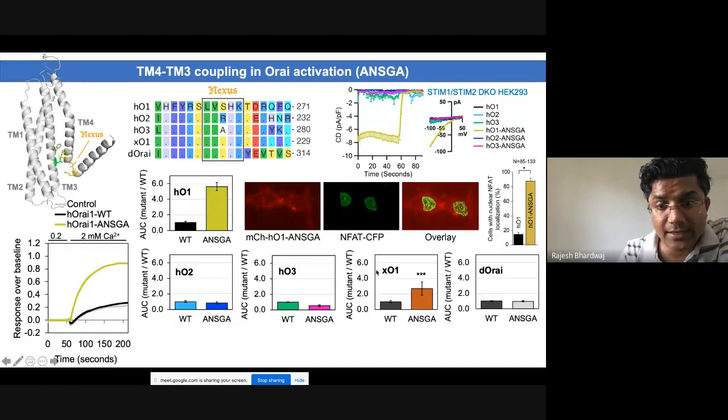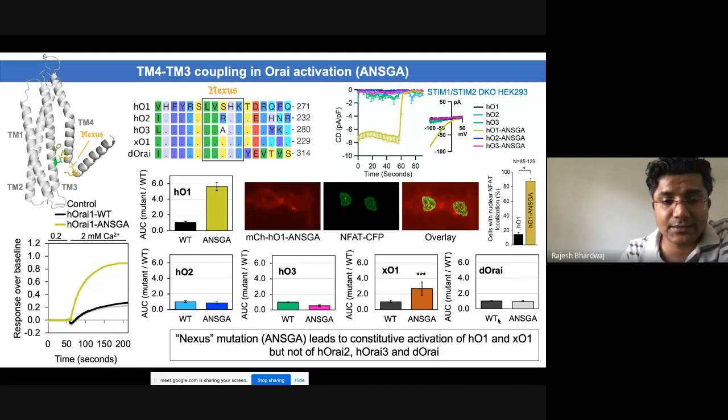And then what is interesting is that in Xenopus ORI1, the Nexus mutant, where you can note that the LVSHK residues are conserved, this showed significant constitutive calcium entry. However, you would see that Drosophila ORI, which also has this Nexus motif conserved, does not show any constitutive calcium influx through the Drosophila Nexus mutant. So the take home is that the Nexus mutation ANSGA leads to constitutive activation of human ORI1 as well as Xenopus ORI1, but not of human ORI2, human ORI3, or Drosophila ORI. And this leads us to think, why do these differences exist?